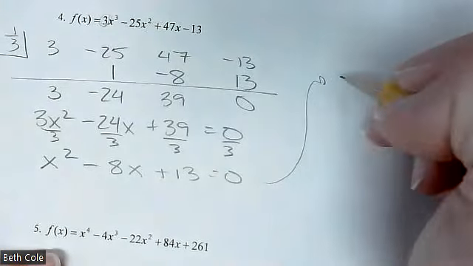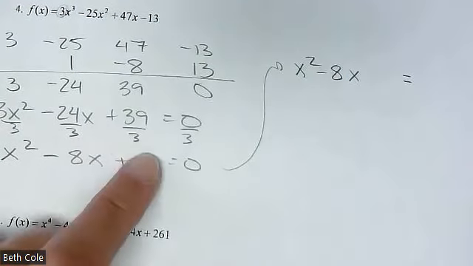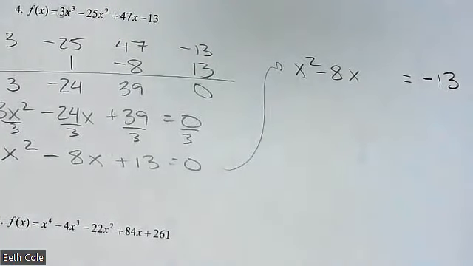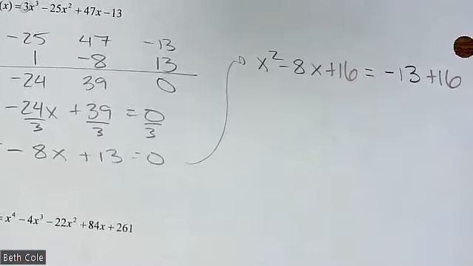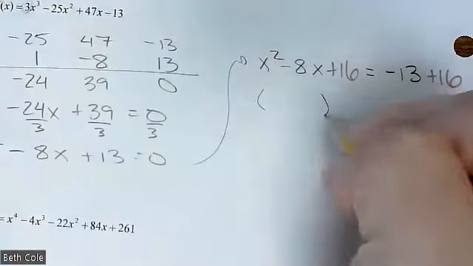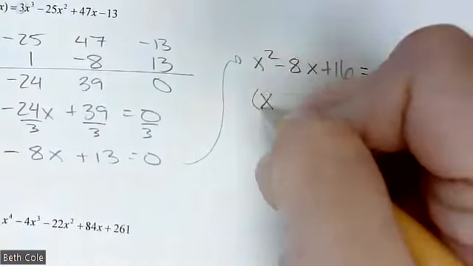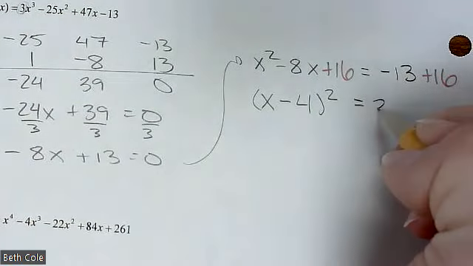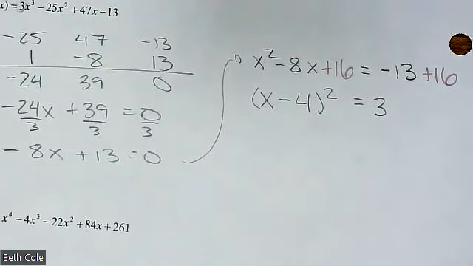So I'm actually going to move up here so I have room. Write down the first 2 terms, leave a gap. When you move that 13 to the other side, it'll be negative 13. Divide by 2 and square. Good. So it'll be blank squared. In the blank will be x minus 4. This side will give you 3. And then just keep going. Just don't stop. Keep on going.